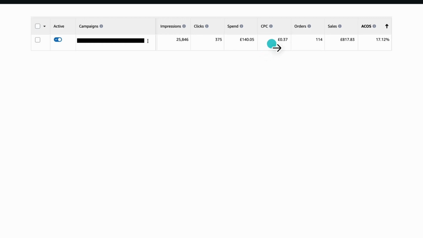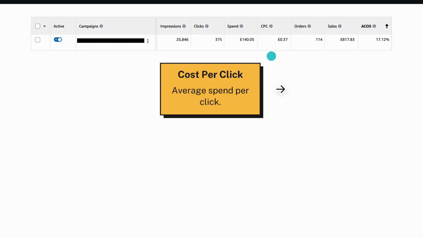I'm not going to go into a huge amount of depth on spend because it's quite straightforward, but what is important here too is cost per click, and this helps you understand that spend number a bit better. Because cost per click essentially helps you understand the average spend per click. So if I look at this number here, I had 25,846 impressions, 375 people of this number clicked, and I spent £140 and 5 pence, which means on average, I paid 37 pence per click. 37 pence times 375 is 140.05.